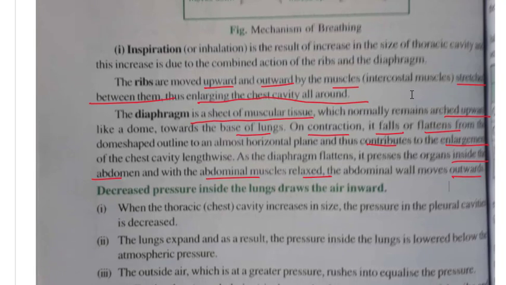So this is the mechanism how the chest, from inside, is expanded. Okay, decreased pressure inside the lung draws the air inward. So as volume increases inside the chest, pressure of air decreases, and because of the decrease in pressure, what happens? Air from outside enters through our nostril into the lung.